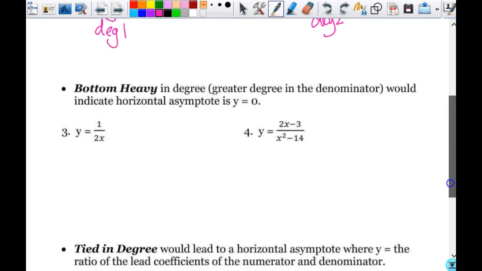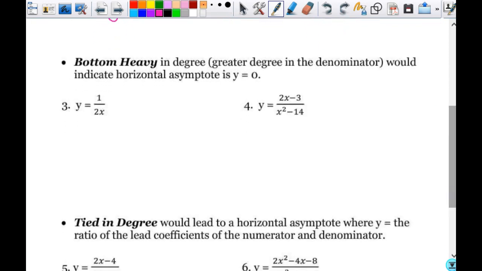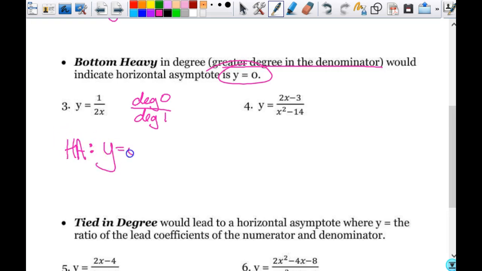All right, so then if it's bottom heavy, so the degree, bottom heavy in degree, greater degree in the denominator, would indicate horizontal asymptote of y equals 0. So here, what's the degree in the numerator? 0. This has a degree of 0, okay? This has a degree of 1. So this is bottom heavy, which means there's no calculations or anything, just that my horizontal asymptote is at y equals 0.